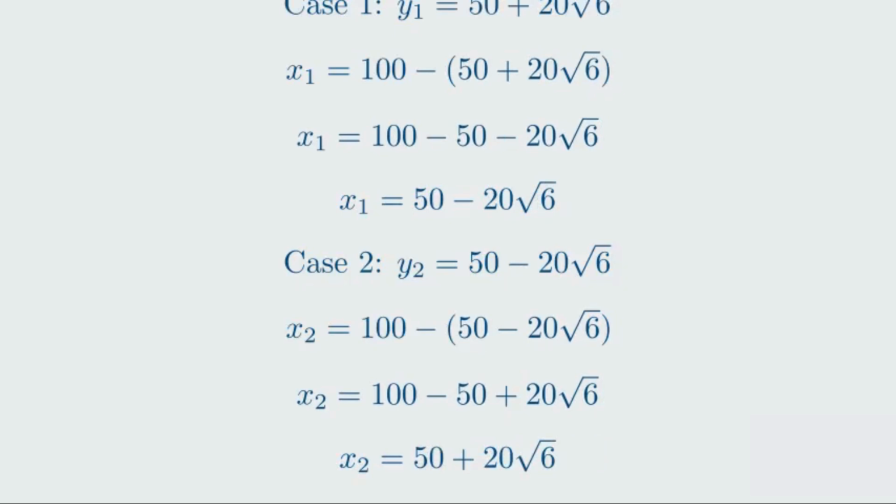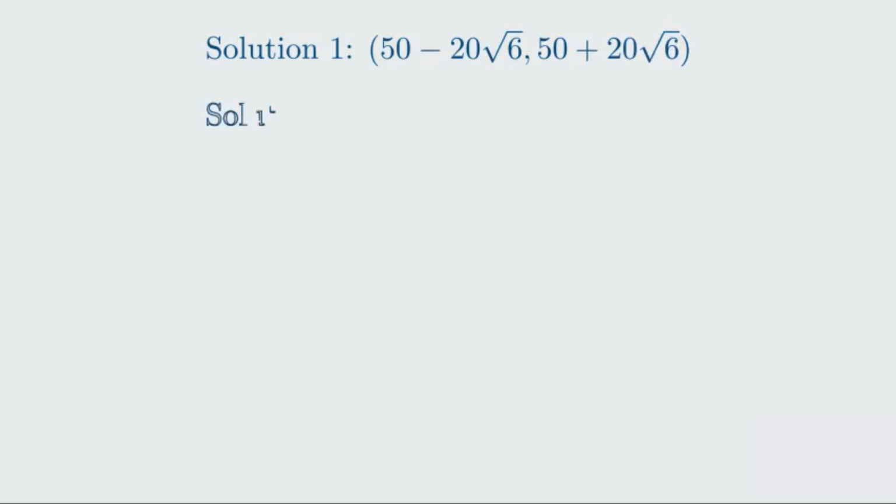We've done all the hard work and found both our x and y coordinates. Now it's time to state our final solution. The solution to a system of two variables is a set of ordered pairs, x, y, that satisfy both equations simultaneously. The first solution comes from our first pair of x1 and y1. It's the point, 50 minus 20 times the square root of 6, 50 plus 20 times the square root of 6. The second solution comes from our second pair of x2 and y2. It's the point, 50 plus 20 times the square root of 6, 50 minus 20 times the square root of 6.